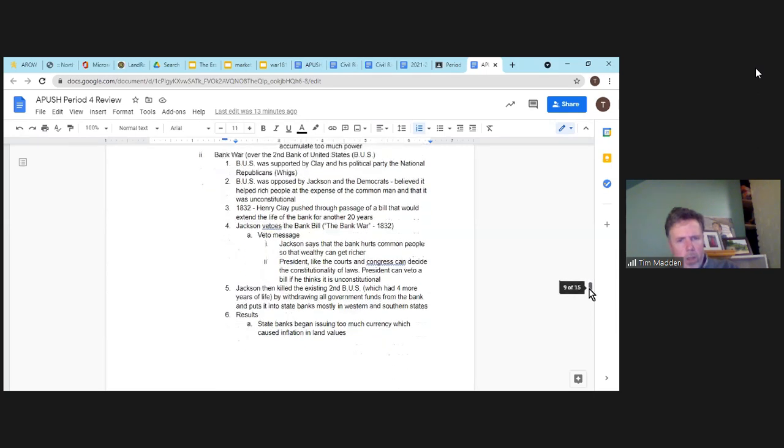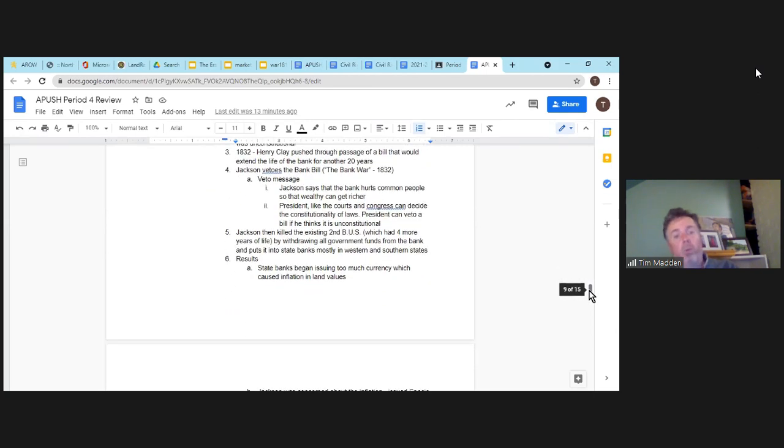So one of the results of it, I should have mentioned this, is that one of the things the Bank of the United States did is it kept these smaller private banks in check. Private banks would issue their own currency, and they were only supposed to issue as much currency, paper money, as they had gold and silver coin in reserve. But they often issued more paper currency, which led to inflation.